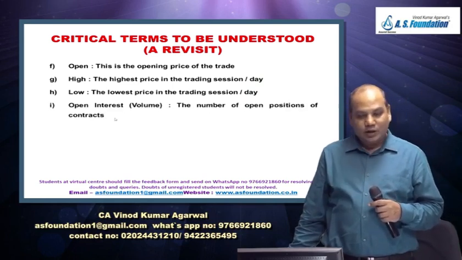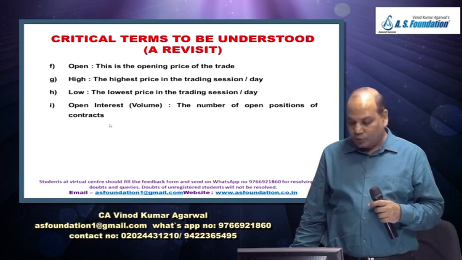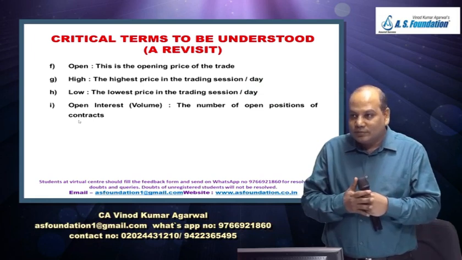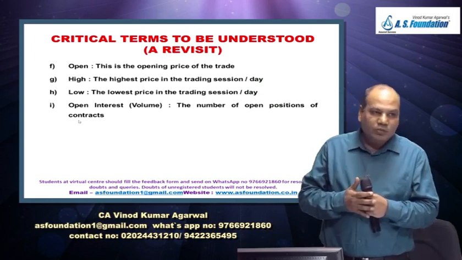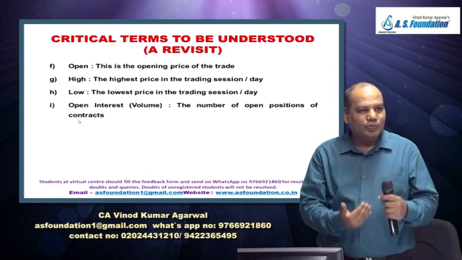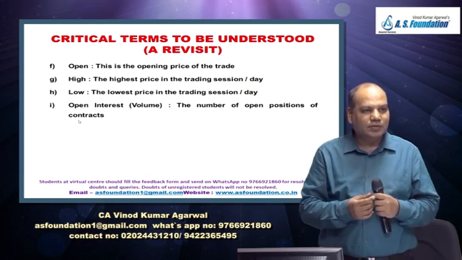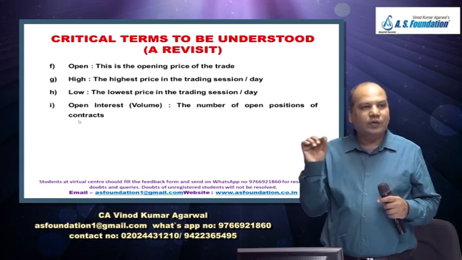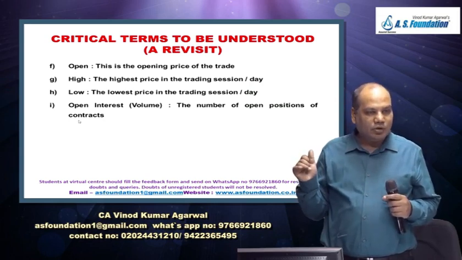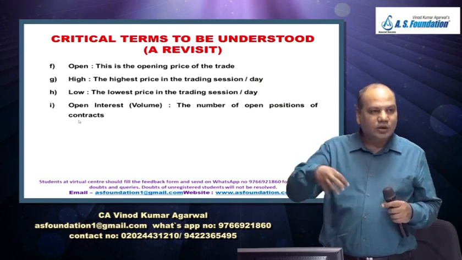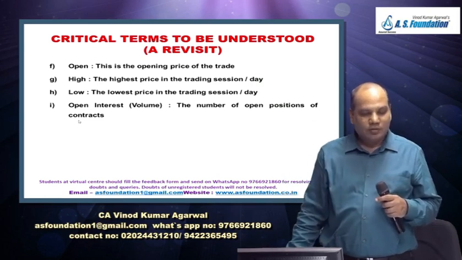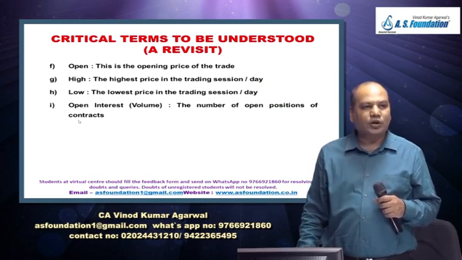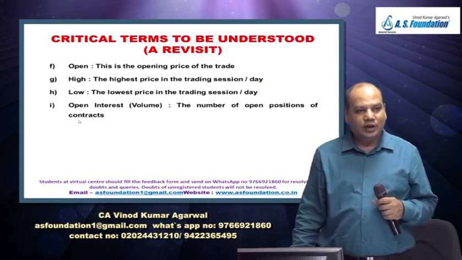Then open interest means the number of open positions of the contract. How many contracts are not yet settled? That means parties have entered into a contract, but it is not yet settled. They are still outstanding. So they will say open interest is 5,000 trades or contracts, meaning 5,000 contracts are still to be settled for this particular commodity. So that shows the interest or the volume of the traders in that commodity.